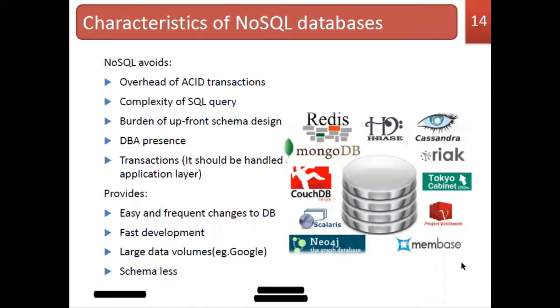And these are some of the important NoSQL databases available in the market. Redis, and then HBase, Cassandra, MongoDB. MongoDB, maybe you would have heard about this many times. MongoDB is one of the famous NoSQL databases used in the industry now. And Riak, and then CouchDB, Tokyo Cabinet, Project Voldemort, okay, and then Membase, Neo4j, and then Scalaris. These are some of the important NoSQL databases currently used.